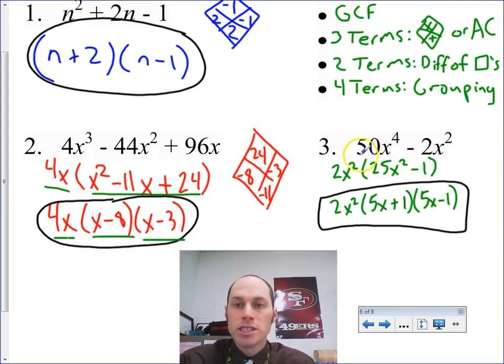Number 3, look for my GCF. First thing you should always look for, divide both these by 2x squared. And then that left me with 25x squared minus 1. If it's 2 terms, I look to see if it's a difference of perfect squares. 25x squared is a perfect square, so is 1. So I break it into 5x times 5x, 1 times 1, sum and difference pattern. And I keep that 2x squared out there.